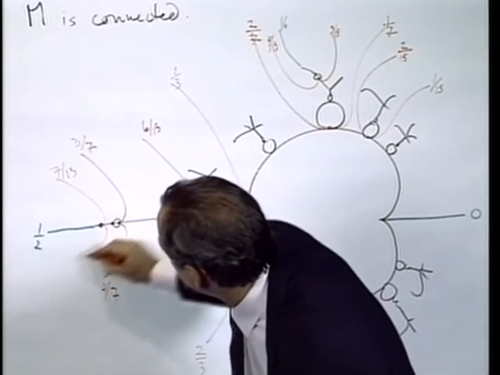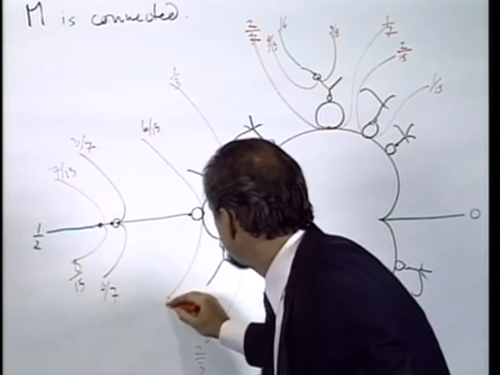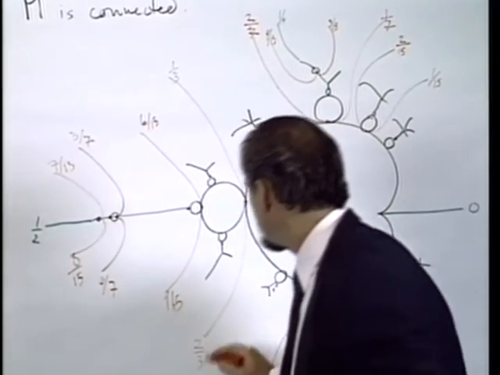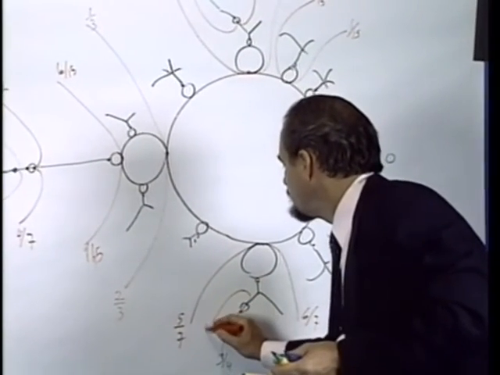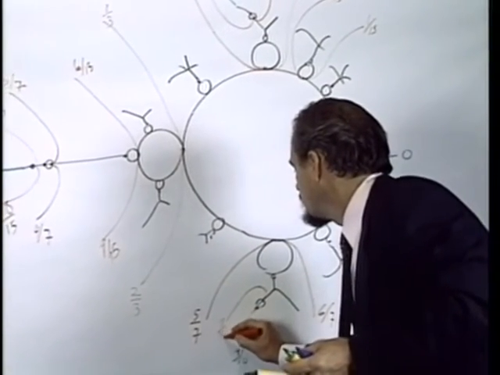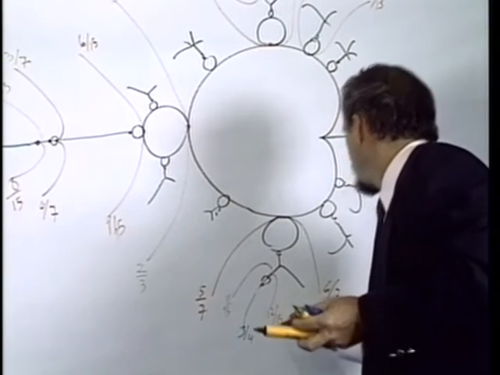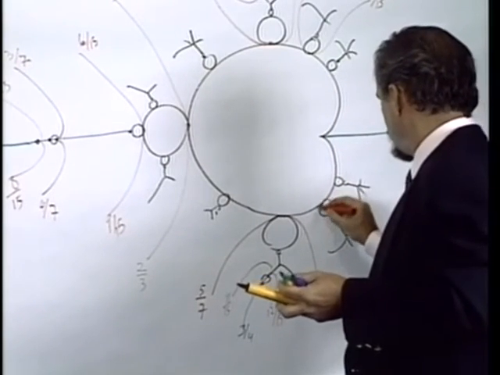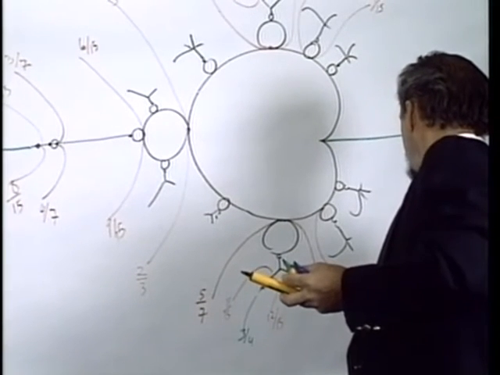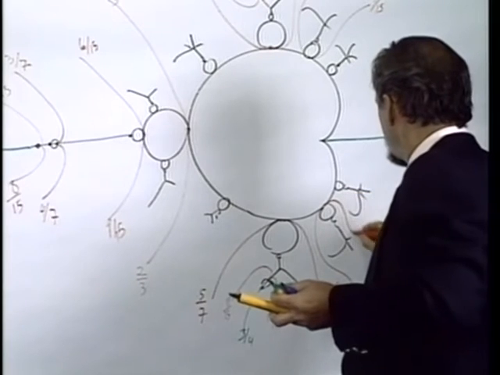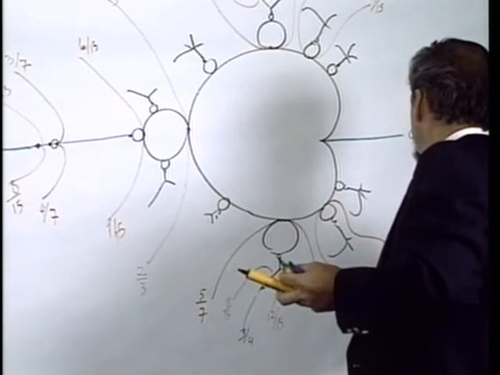Here is 8/15. 9/15. 10/15 is 2/3. We've already got it. 11/15. 12/15. 13/15. And 14/15. And that does it for the 15ths.